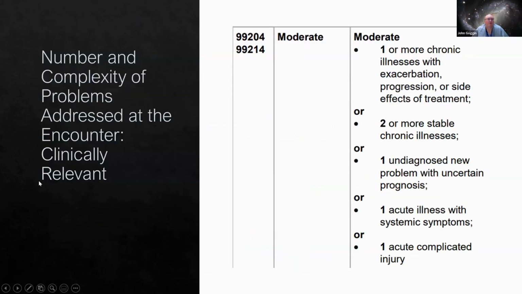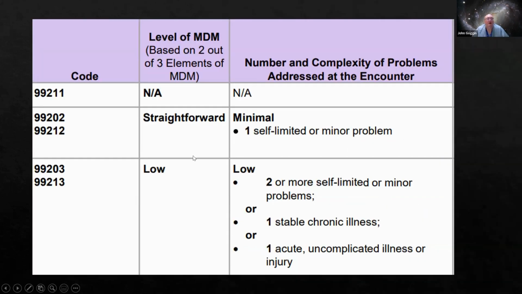Level 3 is going to be low complexity. And this may be 2 or more self-limiting minor problems. So somebody who maybe has plantar fasciitis and onychomycosis would be a common, somebody-walks-into-your-office type example of that. Or a stable chronic illness. So maybe somebody who has diabetic peripheral neuropathy that you've been seeing for a while and it hasn't really changed. Or an acute and uncomplicated illness or injury. Again, this may be something like a simple ankle sprain or something to that effect.